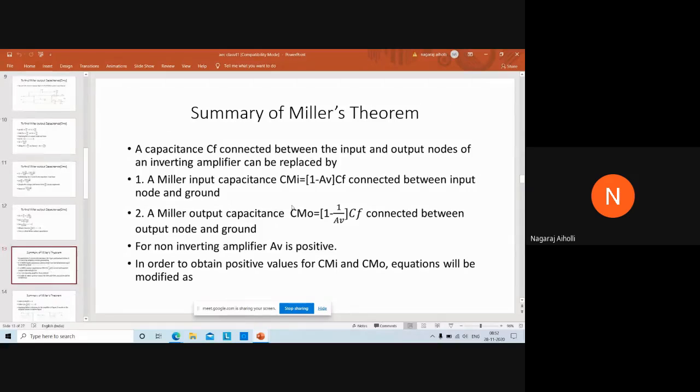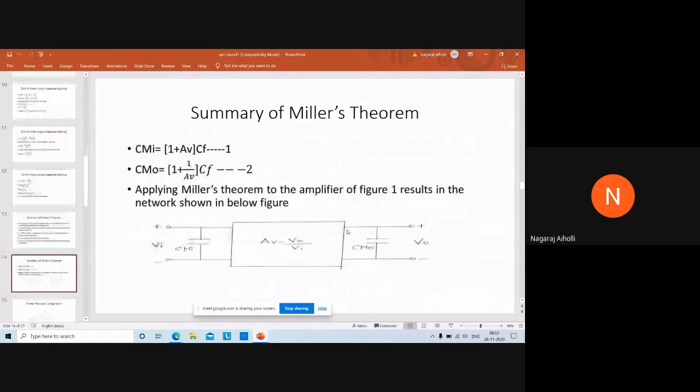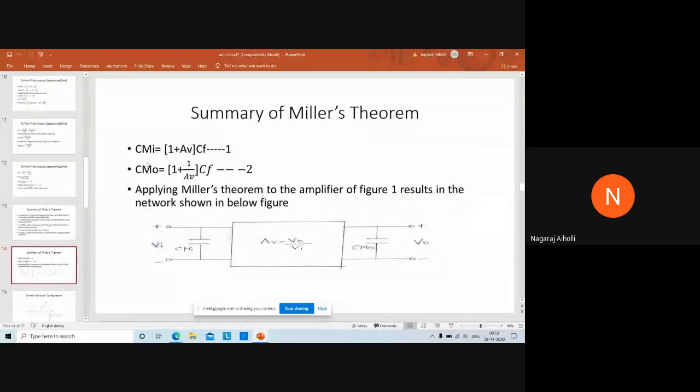Then for the non-inverting amplifier, the formulas will get modified slightly: CMI is equal to (1 plus AV) into CF, and CM naught is equal to (1 plus 1 upon AV) into CF.